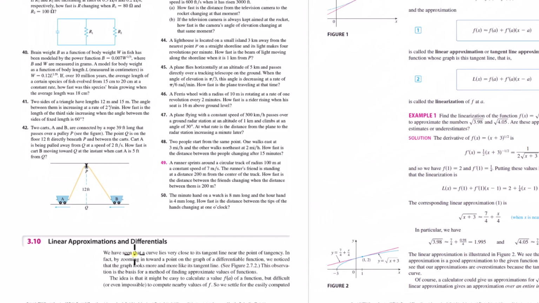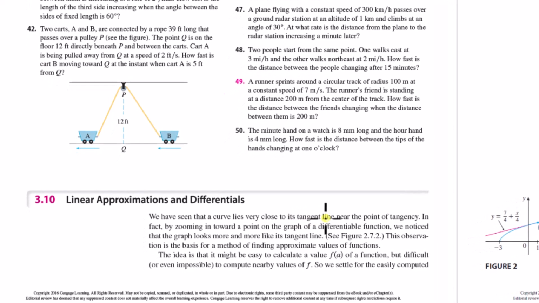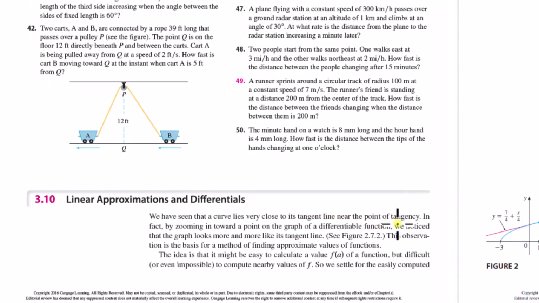Okay, we have seen that a curve lies very close to its tangent line near the point of tangency. In fact, by zooming in towards a point on the graph of a differentiable function, we noticed that the graph looks more and more like its tangent line. So, we've seen that a curve lies very close to its tangent line near the point of tangency. What does that mean?